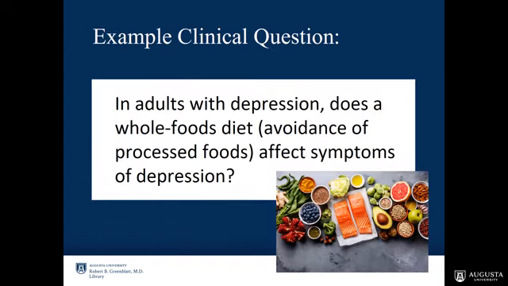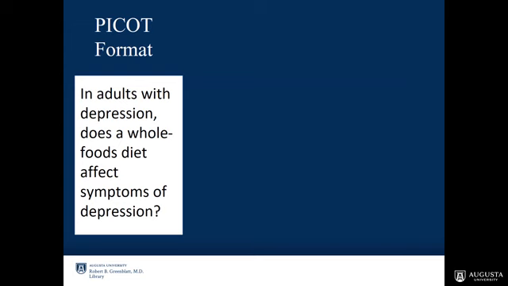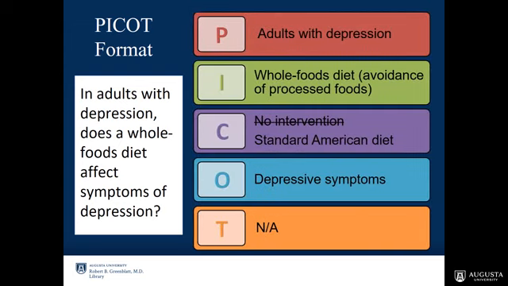If we try this example clinical question, in adults with depression, does a whole foods diet or avoidance of processed foods affect symptoms of depression? And we slot in our elements. Our P is our population, adults with depression. Our intervention is our whole foods diet or avoidance of processed foods. Our comparator is the standard American diet.